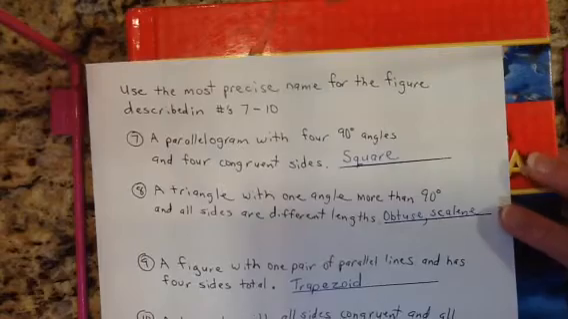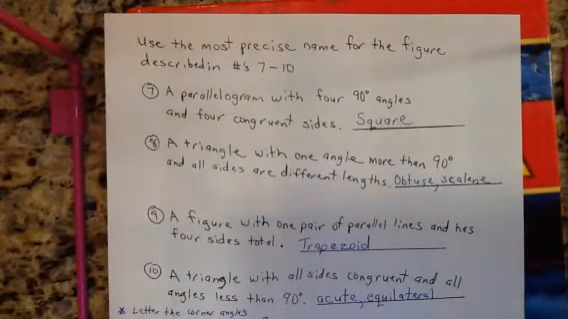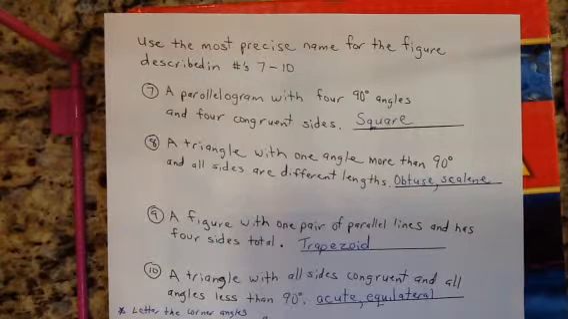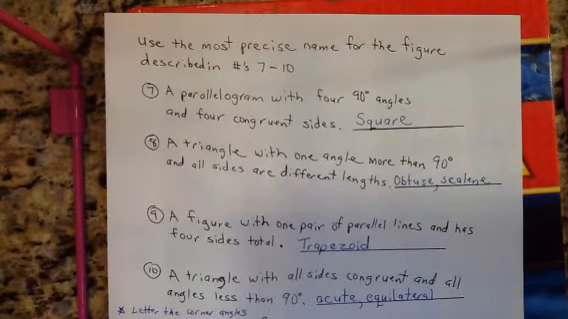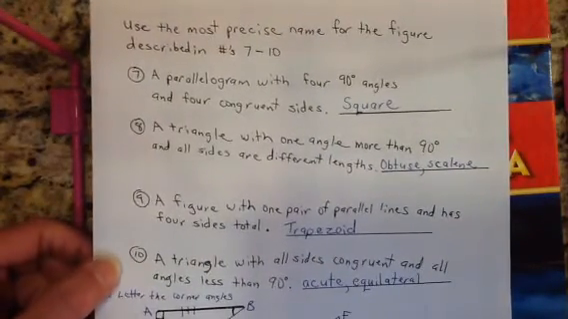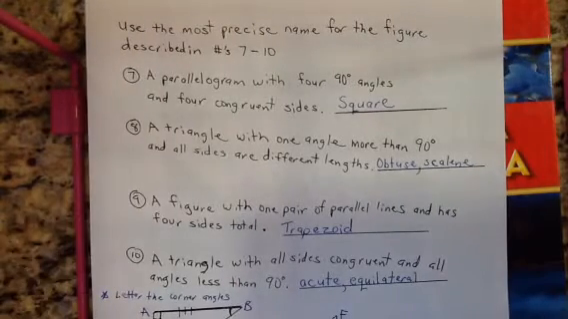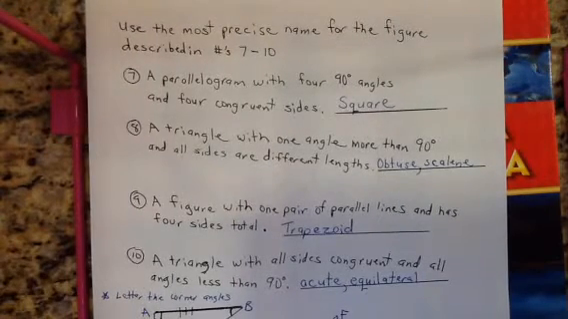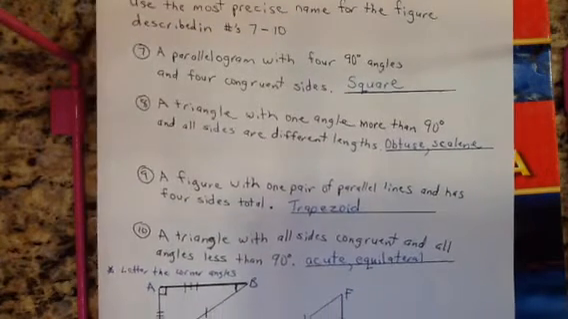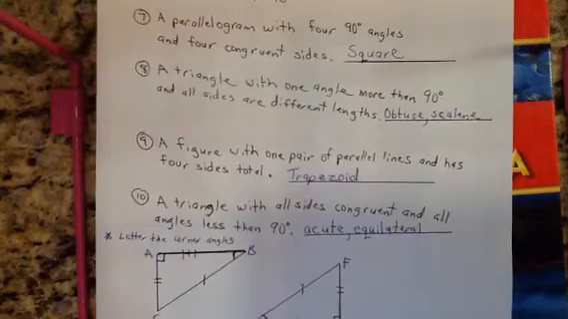Use the most precise name for the figure described in 7 through 10. A parallelogram with 4 90-degree angles and 4 congruent sides. Well, that sounds like a square. A triangle with 1 angle more than 90 degrees and all sides are different lengths. So that would be an obtuse triangle, and with all the sides different lengths, that would be scalene. Okay, a figure with 1 pair of parallel lines and has 4 sides total. That sounds like a trapezoid.